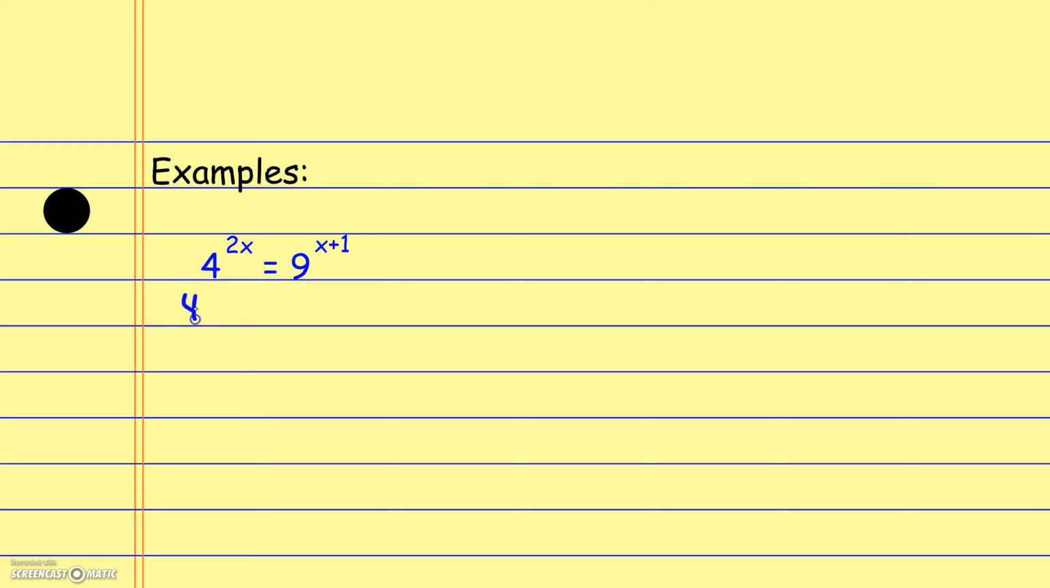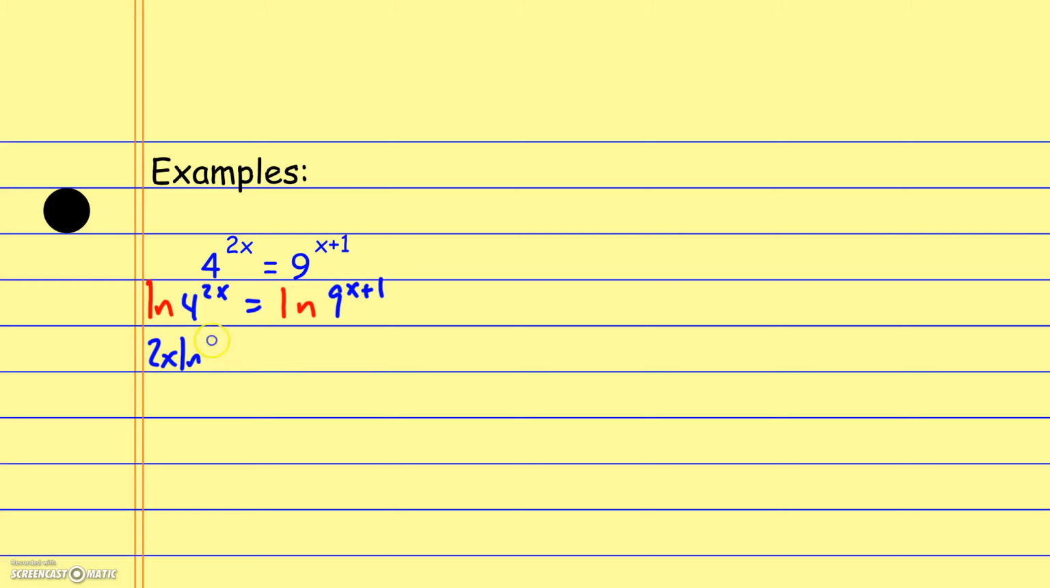So here's what's going to happen. I've got 4 to the 2x equals 9 to the x plus 1. I'm just going to take the natural logarithm of each side. So I do the natural logarithm of each side. And now from here, it's properties of logarithms. With properties of logarithms, I can take the exponents in there and bring them out front. So I can bring the 2x out front.